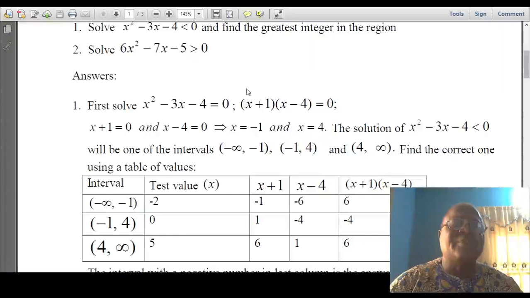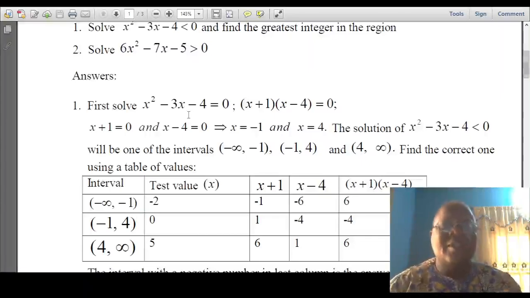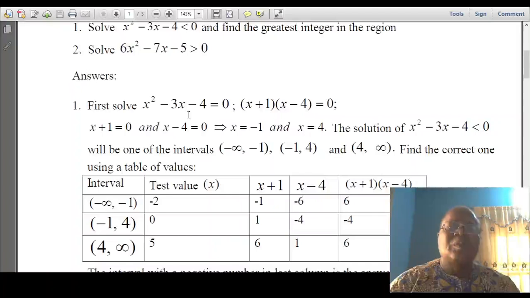For the first question, x squared minus 3x minus 4 equal to 0. Just try to solve that, ignoring the inequality for now. We can factorize this as x plus 1 into x minus 4 equal to 0. Usually when we solve this, we have x equal to minus 1 and x equal to 4.